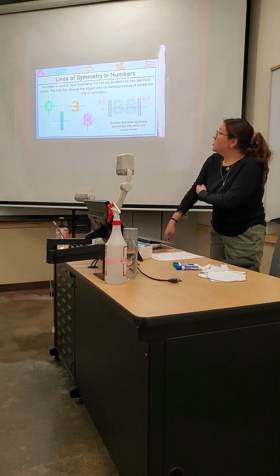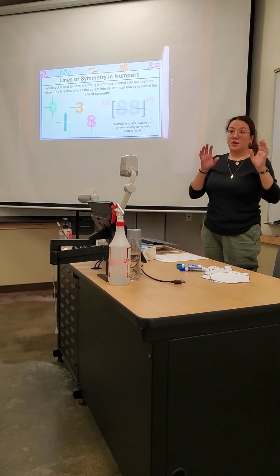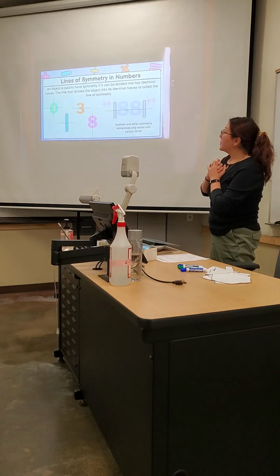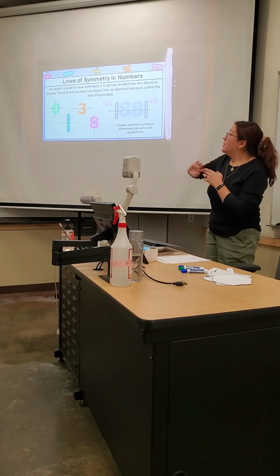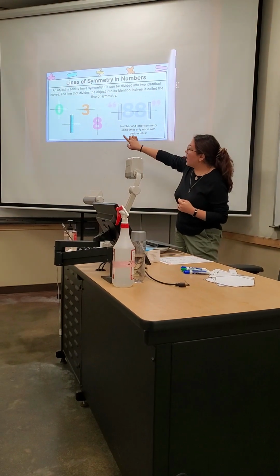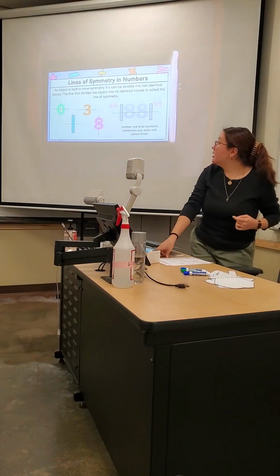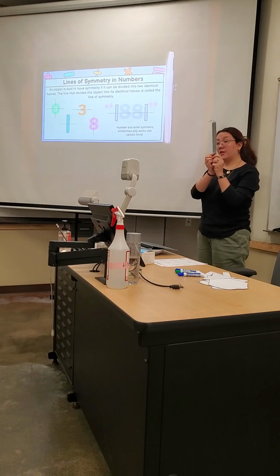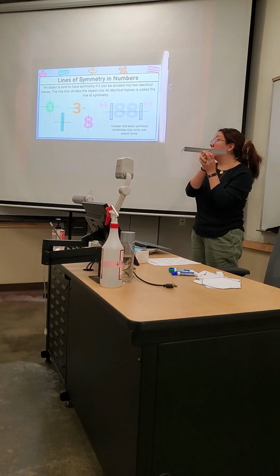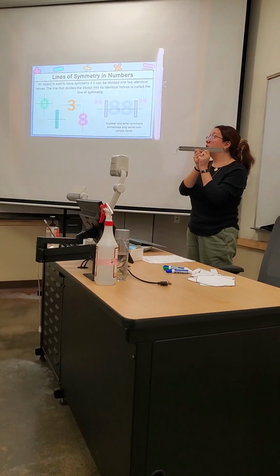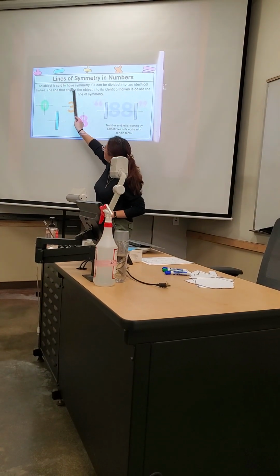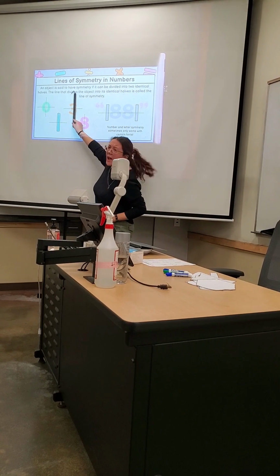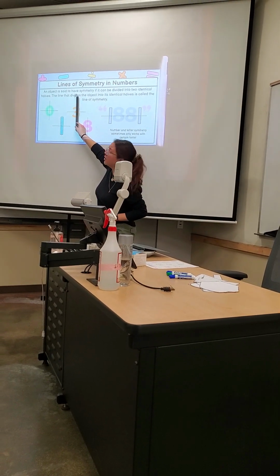So the lines of symmetry in numbers. The numbers are 0 through 9 in this class, and only 4 of these numbers are actually symmetrical: the 0, the 3, the 1, and the 8. The 0 is symmetrical vertically and horizontally. The 3 is only symmetrical horizontally. So if we were to divide it vertically, there would be a little bit of an overlap, there would be some sides that aren't covered.